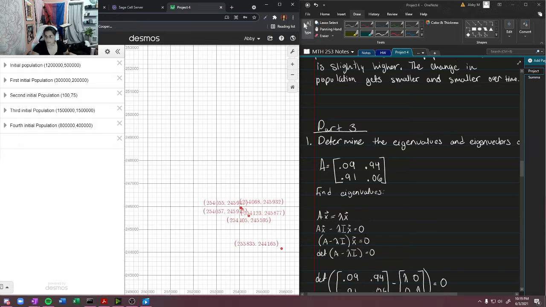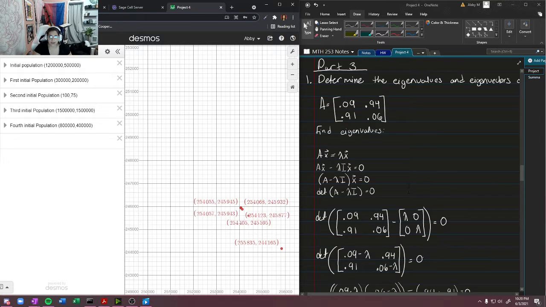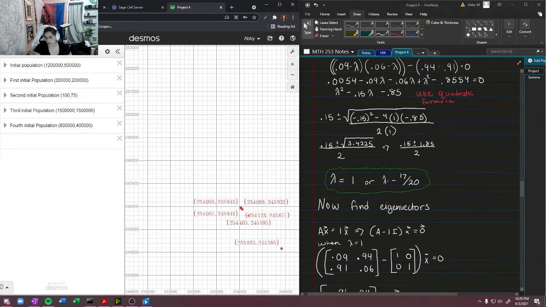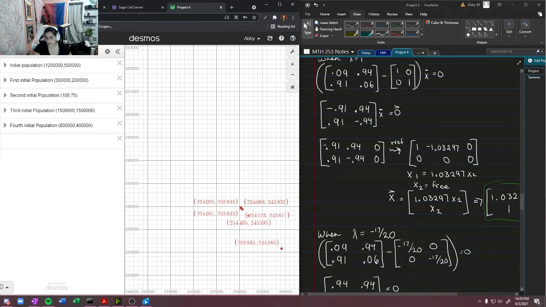So as we move on to part 3, this is where we wanted to determine the eigenvalues and eigenvectors for our matrix A. Again, mine's wrong, but your eigenvalues should have actually been the ones right, and then this should have been a positive number, but that's all right.